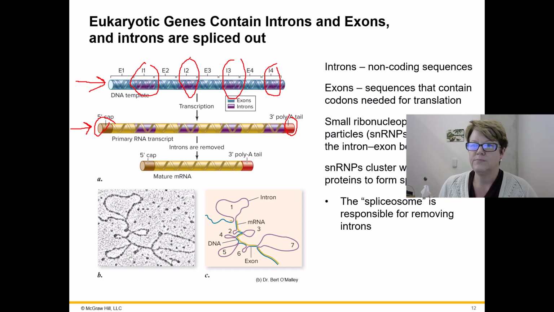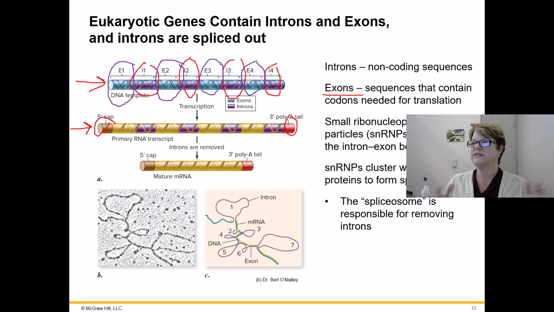So the sections that have instructions are called exons. The reason they're called exons is those are the sequences that need to be expressed. Those have the important information in them. So the exons have to be left in, and the introns, the interrupting sections, have to be removed or taken out. So you can see how they're like alternating here.